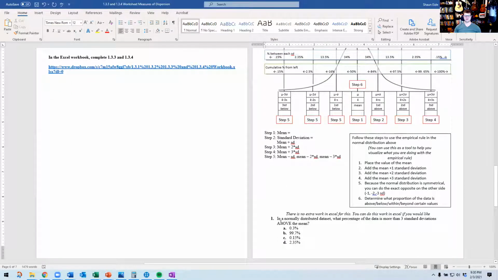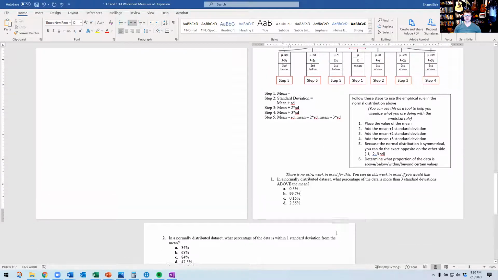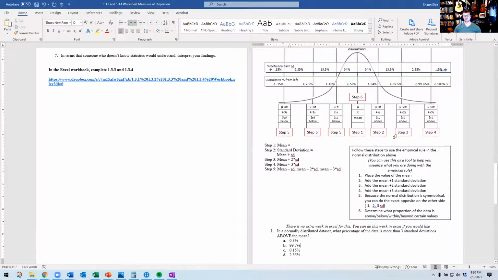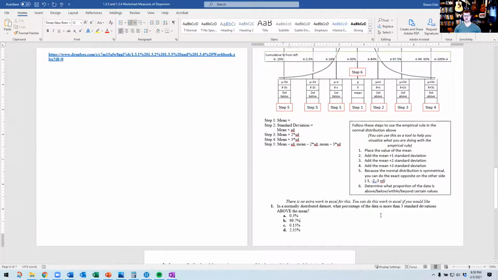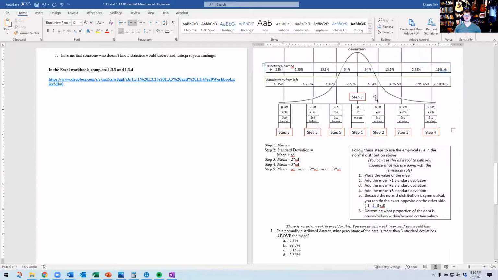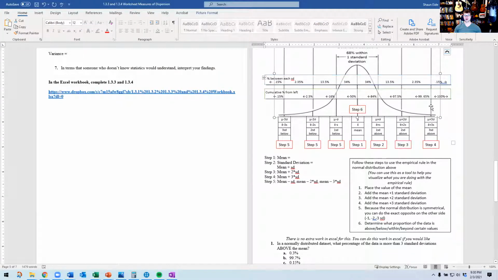So, for example, in a normally distributed data set, what percentage of the data is more than 3 standard deviations above the mean? So 3 standard deviations: this is 1 standard deviation above, 2 standard deviations above, 3 standard deviations above. So what percent of the data is more than 3 standard deviations above? It's going to be 0.15%. So you notice it says 0.15%.